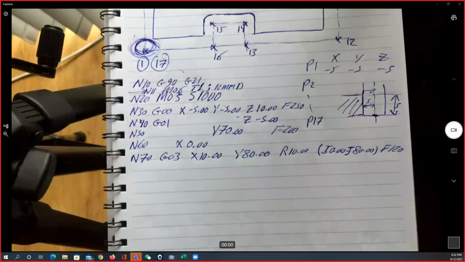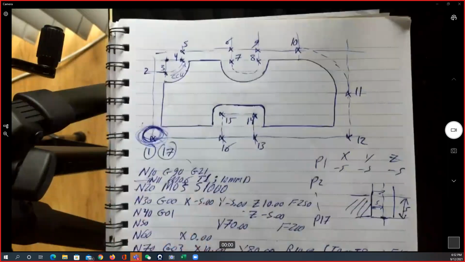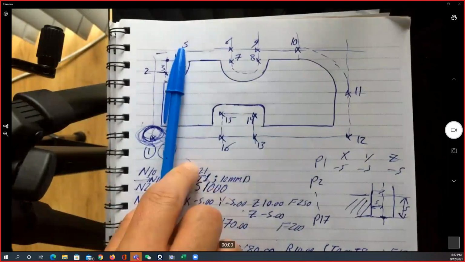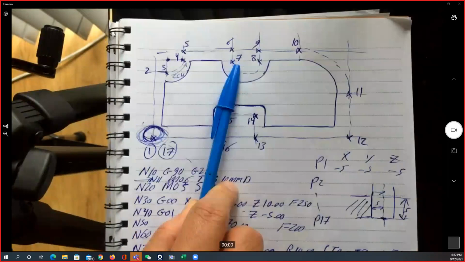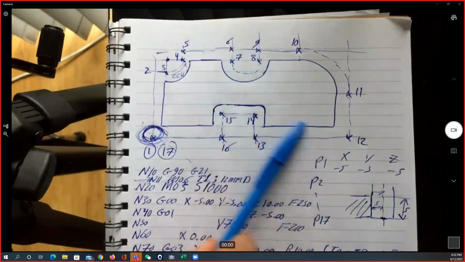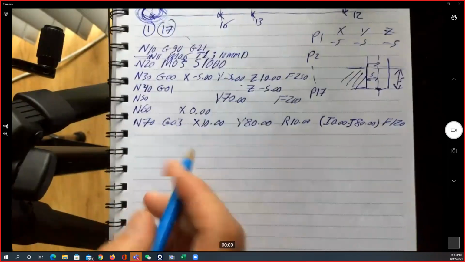Okay, now we go with the rest of the code. Just remember that, standing here at the moment, I'm going to continue 5 to 6 to 7 to 8 to 9, 10, 11, 12, and back up to 17. So the code is going to be as follows.